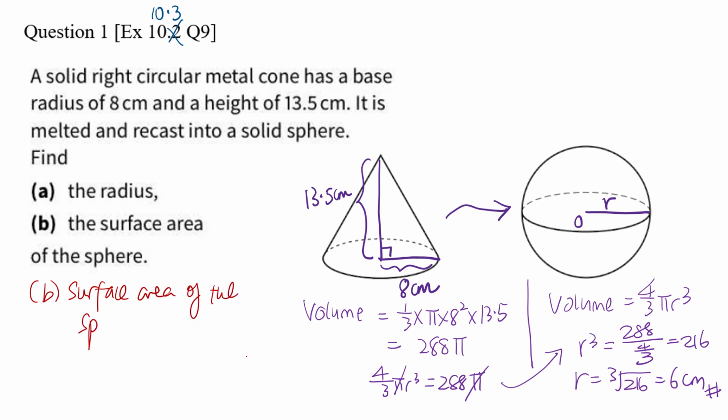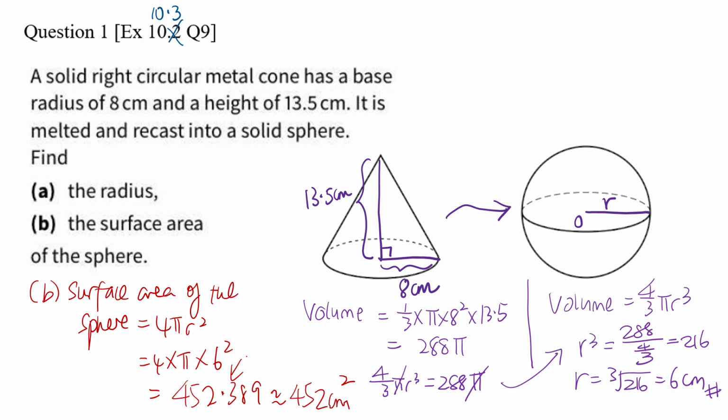The formula to find that will just be 4 pi r squared. Since we found the radius already, which is 6, you'll get 4 times pi times 6 squared. So that gives you 452.389. To 3 significant figures, look at the number 3, less than 5, so just throw it away. So 452 centimeter squared for area.